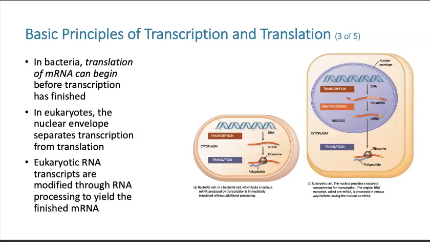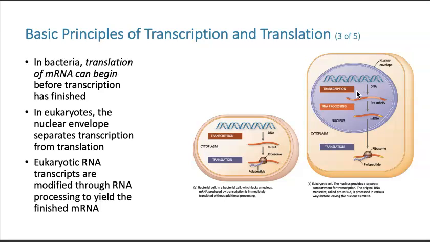One interesting thing about transcription and translation is that it depends on what kind of cell you're talking about. So in bacteria and other prokaryotes, you don't have a nucleus. And so it turns out that translation, where the ribosome comes along and reads the messenger RNA, can happen while the messenger RNA is still being made from the DNA. Again, that's because all of that stuff is happening in the cytoplasm. There's no barrier between the DNA and the RNA and the ribosome.